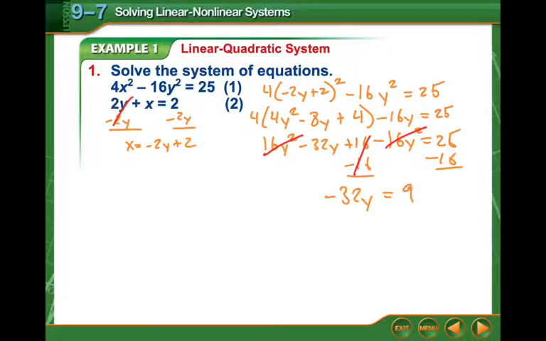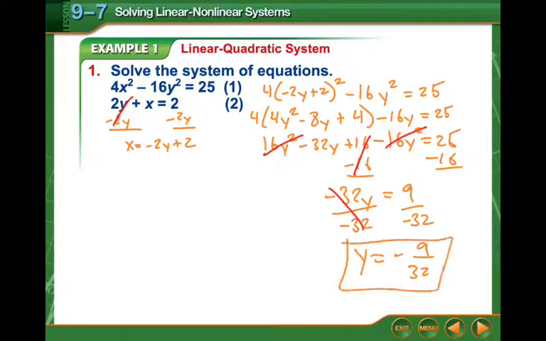And then we're going to divide both sides by negative 32. We're going to get a nice ugly fraction for us, but that's fine. So y is equal to negative 9/32. I didn't even box that. So now we know what y is. We just plug it into our second equation: x equal to negative 2 times negative 9/32 plus 2.